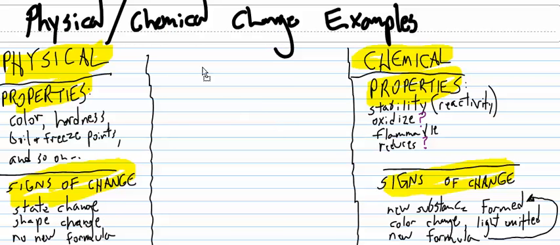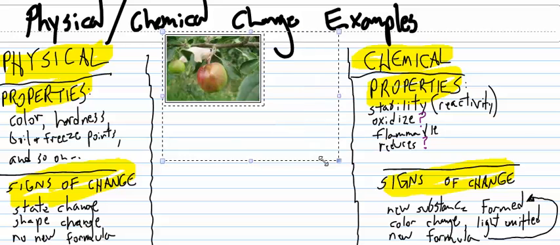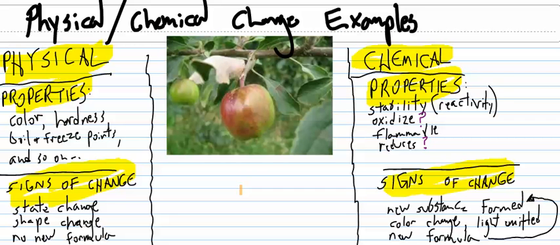Next, how about this one? How about an apple getting ripe? What do you think? It's not a state change, not a shape change. New formula. Let's save that for a second. Color change. Yep, for sure. New formula. Well, is red apple skin the same thing as green apple skin? No, it's not. I'm not a biology guy. I don't know the formula, but I do know that it is a new substance. So yes, an apple ripening is a chemical change.